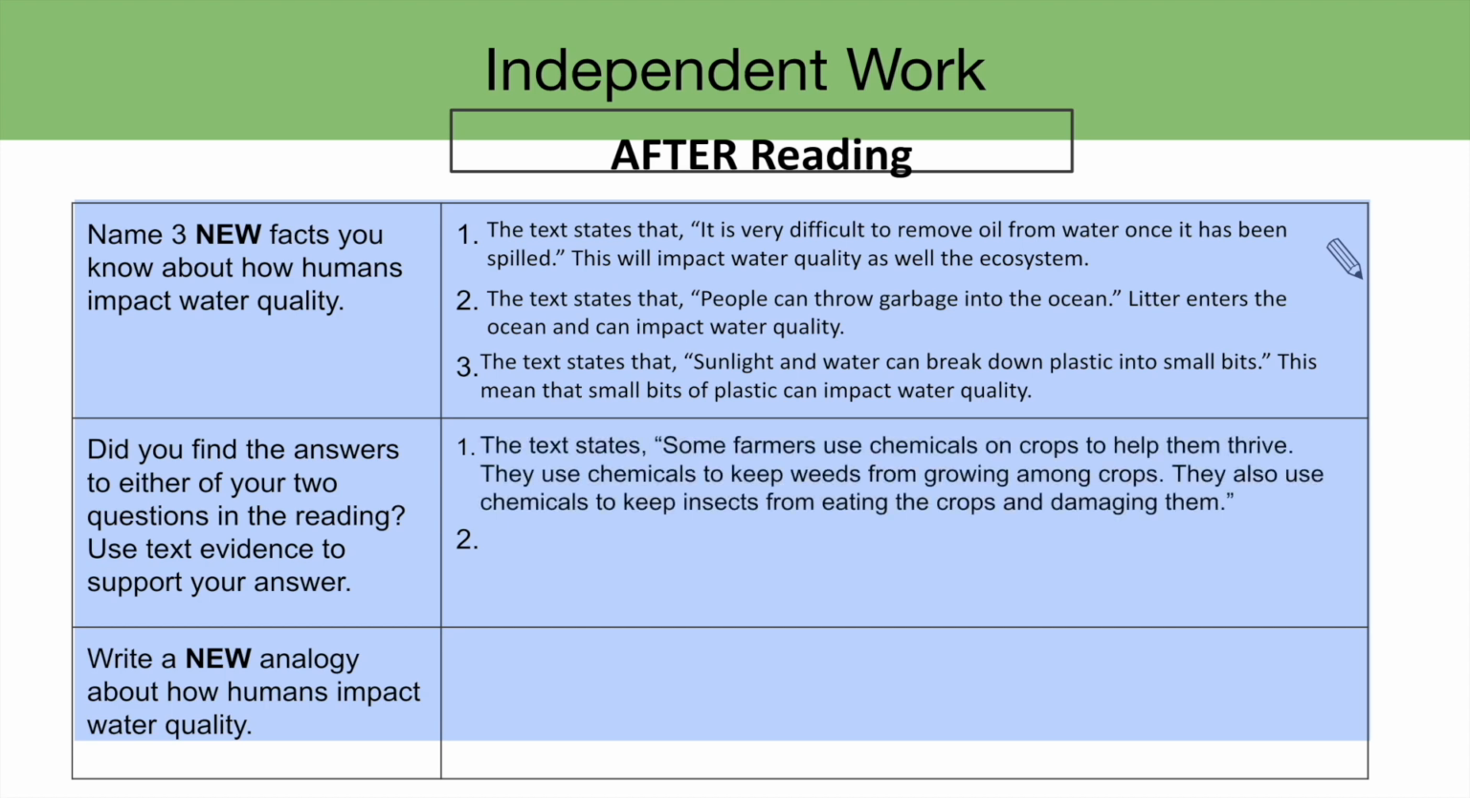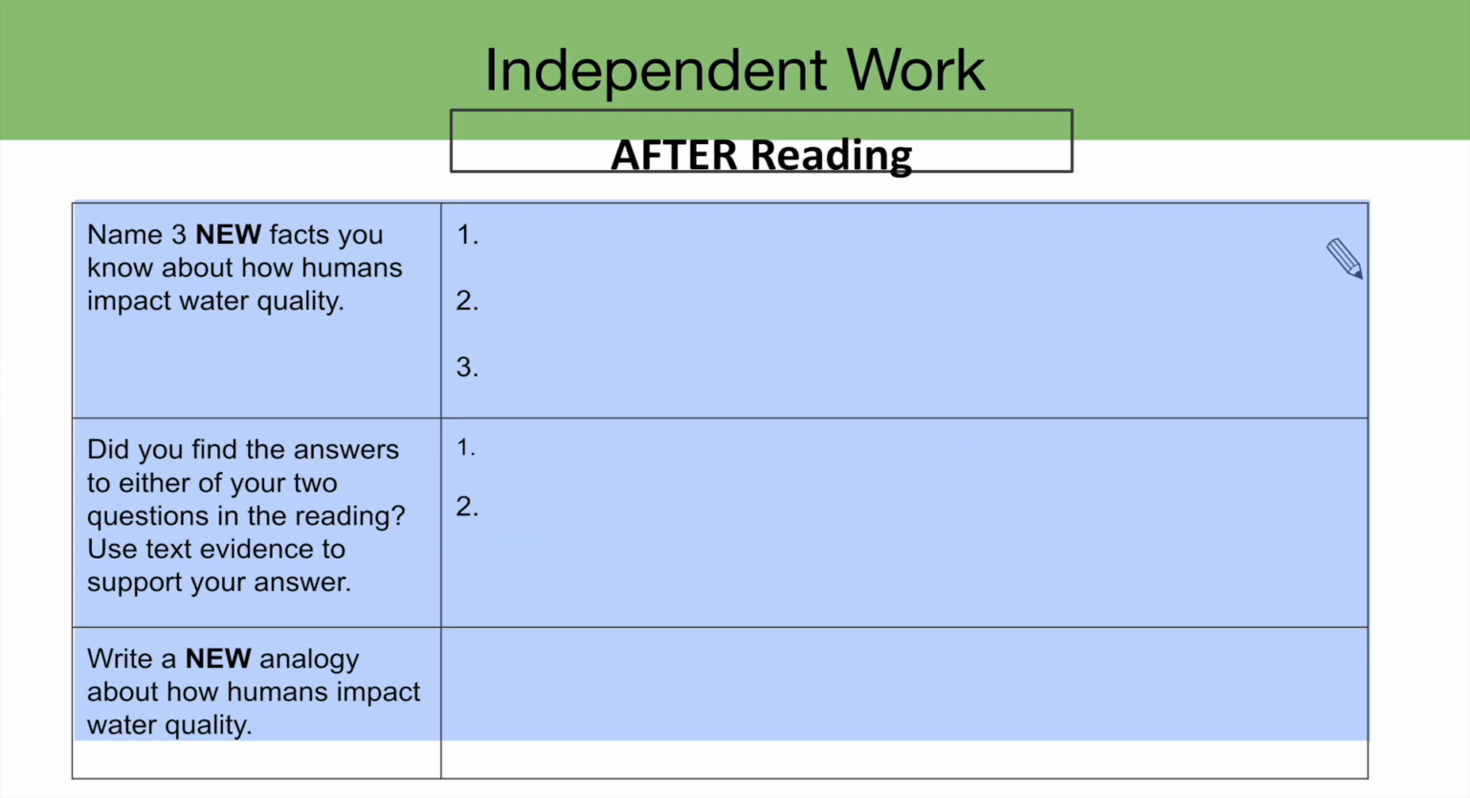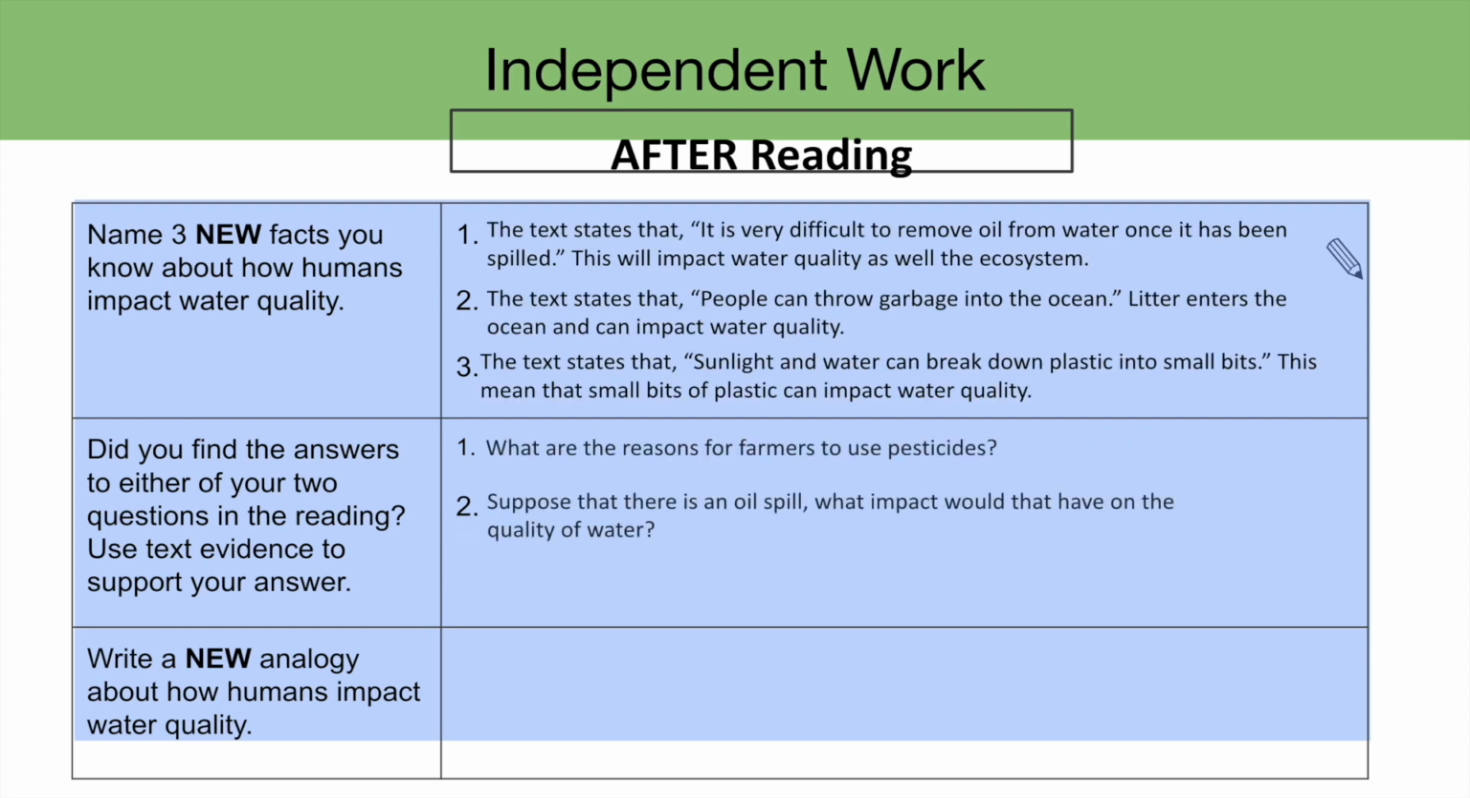My answer is, the text states, quote, some farmers use chemicals on crops to help them thrive. They use chemicals to keep weeds from growing among crops. They also use chemicals to keep insects from eating the crops and damaging them, end quote. My second question was, suppose that there is an oil spill. What impact would that have on the quality of water?